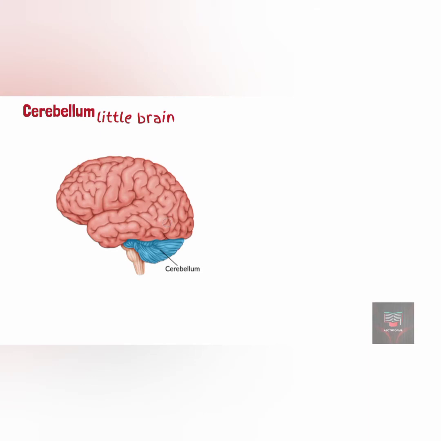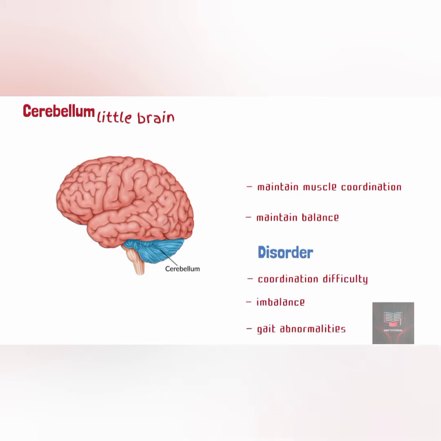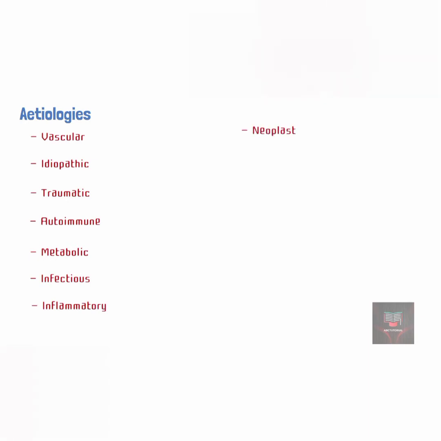The cerebellum, which means little brain, is a structure of the central nervous system which functions to maintain coordination and balance. Cerebellar dysfunction causes difficulty with coordination, imbalance, and gait disorders. Possible etiologies for cerebellar dysfunctions include vascular, idiopathic, traumatic, autoimmune, metabolic, infectious, inflammatory, and neoplastic. Neurological evaluation is necessary for diagnosis and treatment.